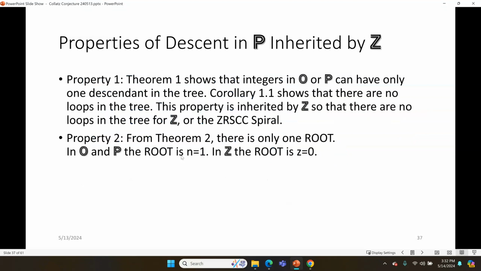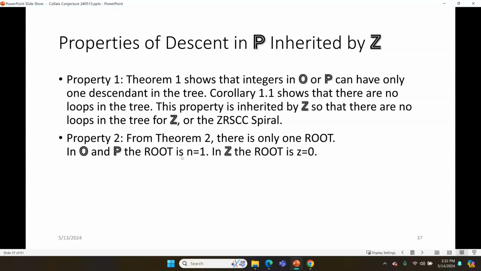There are some properties of the tree from the P domain that are inherited in the Z domain. The first property is from theorem 1, that there's only one descendant for each node in the tree. This is true in Z as well as in P. Corollary 1.1 is that there aren't any loops in the tree. This is also true in the Z domain; there aren't any loops in that tree.